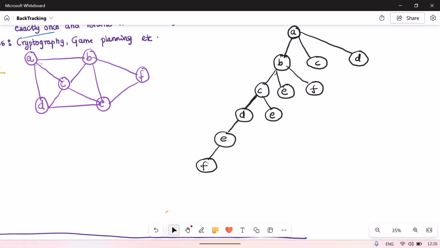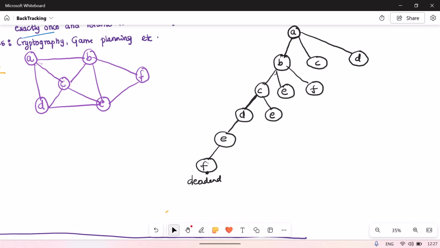So you have gone through all the nodes. Now you check. From F, if there is a direct path to the source from where you have started, then it would be a Hamiltonian cycle. See, from F, there is no direct path to A. That means there is no solution. This is not the solution, so this becomes a dead end.